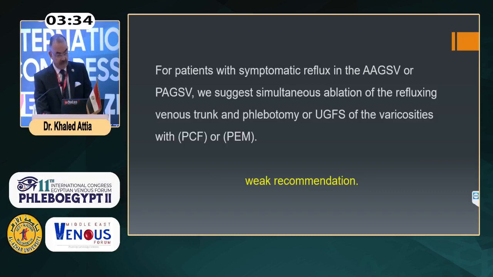For patients with symptomatic reflux in anterior accessory great saphenous vein or posterior accessory great saphenous vein, we suggest simultaneous ablation of the refluxing venous trunk and phlebotomy or ultrasound-guided foam sclerotherapy of the varicosities with microfoam or foam. This is a weak recommendation.